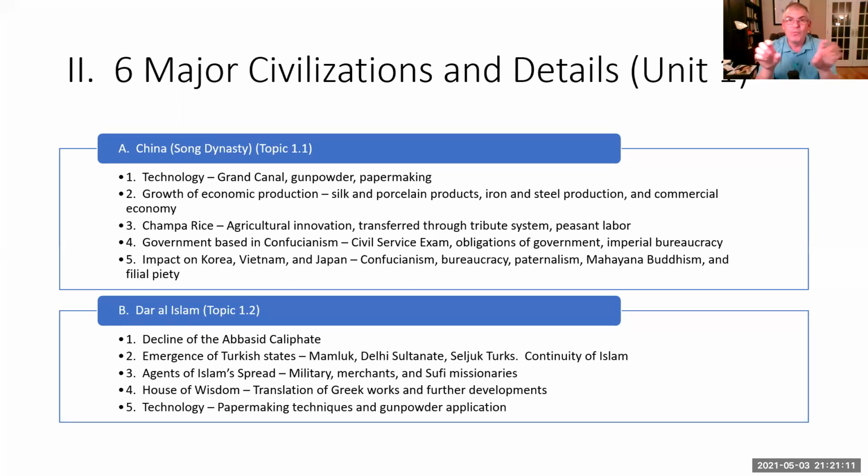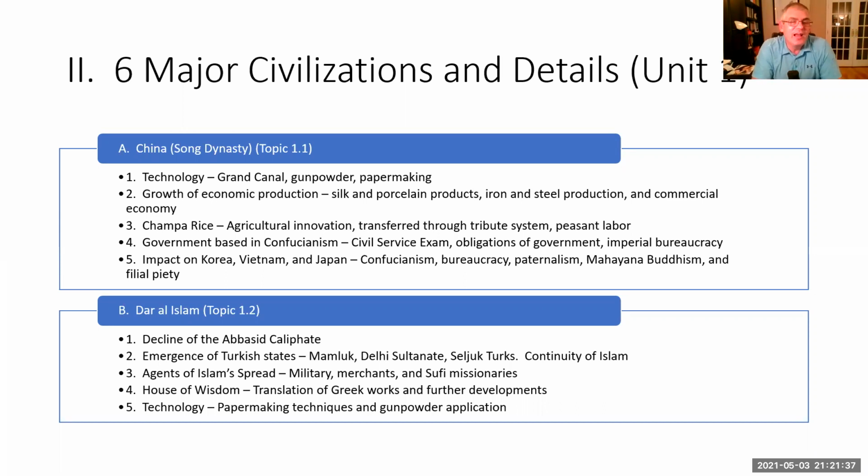Paternalism, the role of women, it's going to be different in each one, but generally speaking, women are going to be in a second-class status. The spread of Mahayana Buddhism, which we can also refer to as Zen Buddhism, is an example of how Buddhism comes into China, is transformed by China, and then spreads out from China to Japan, Korea, and Vietnam.